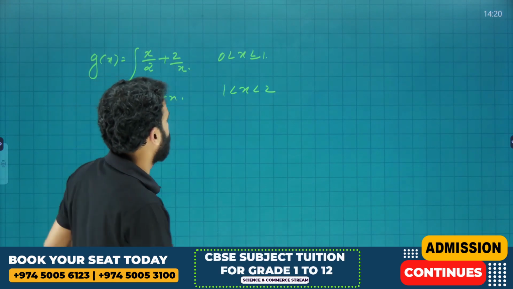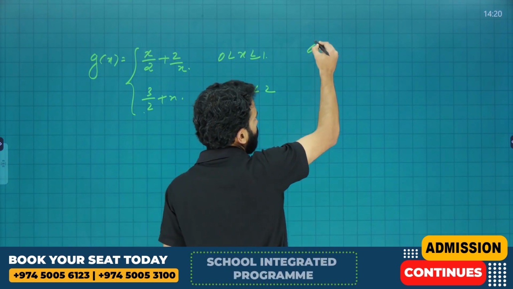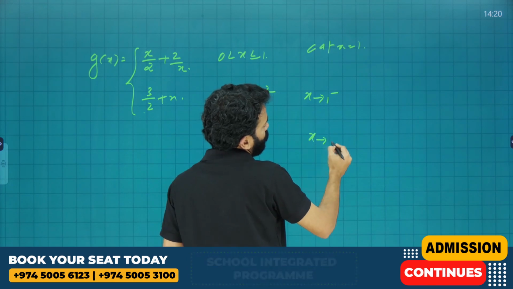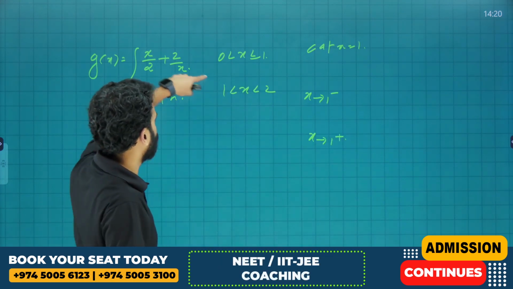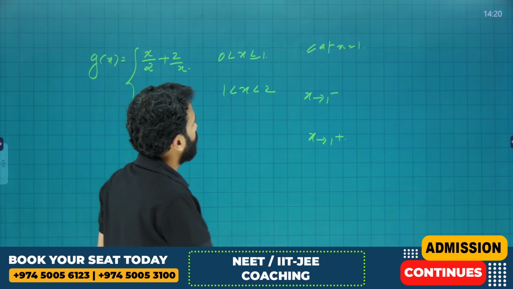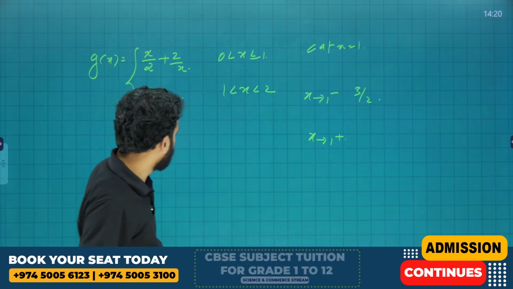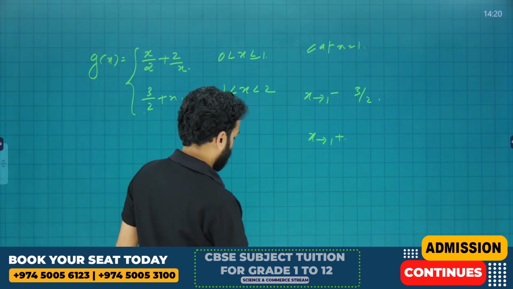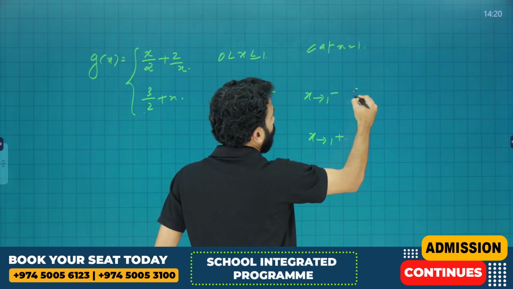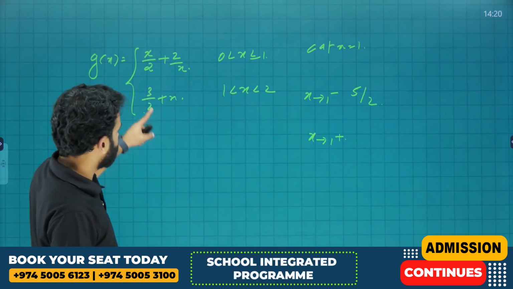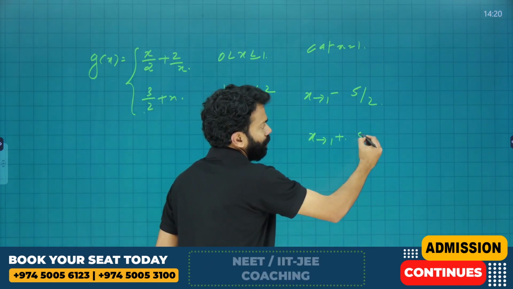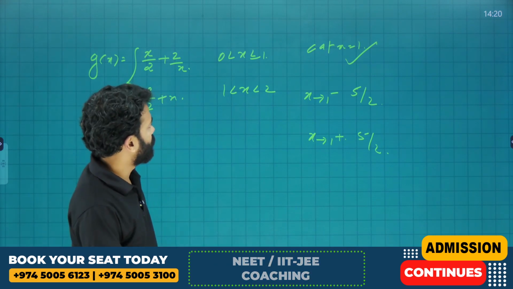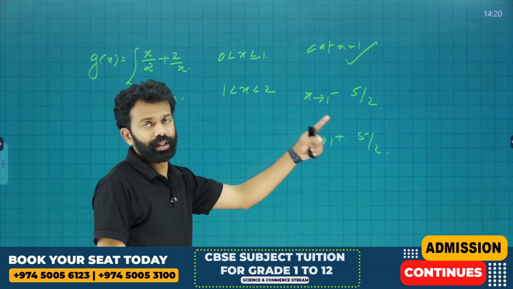If you substitute 1, what will you get? I am checking for continuity at x is equal to 1, that is x tends to 1 minus and x tends to 1 plus. X tends to 1 minus means just substitute 1 over here, you will get 1 by 2 plus 2, that is 5 by 2, my mistake. And 1 plus means 3 by 2 plus 1, that is also 5 by 2. So at point 1 the function is continuous.